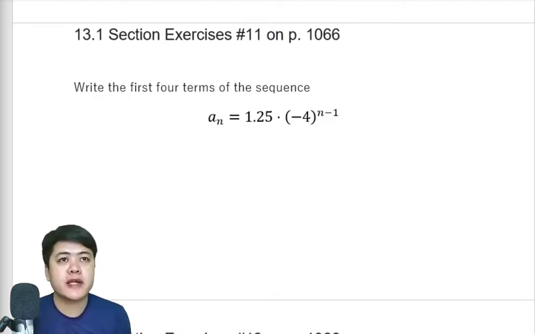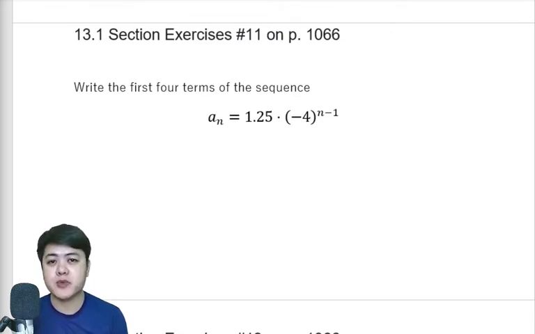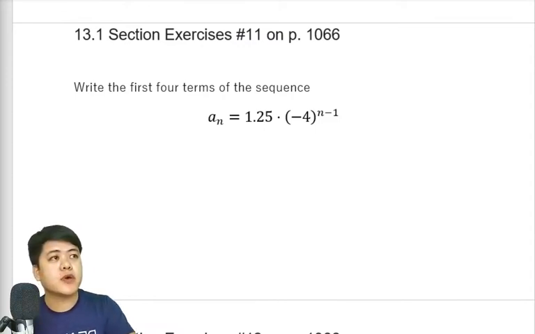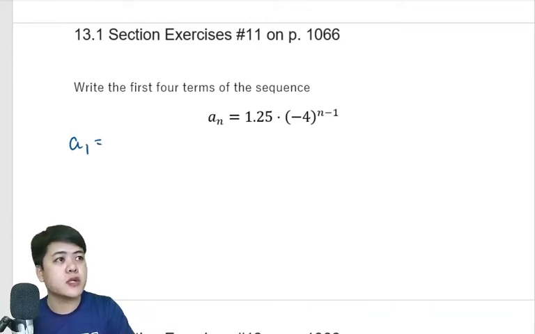Let's have number 11. Dito madami na confused dito. So find again the first 4 terms of the sequence defined by this. A sub n is equal to 1.25 times negative 4 raised to n minus 1. So again, to get the first 4 terms, substitute lang si 1, 2, 3, at saka si 4. Okay, so let's get a sub 1. For a sub 1, let's substitute 1 to n. So we'll get 1.25 times negative 4 raised to n minus 1.